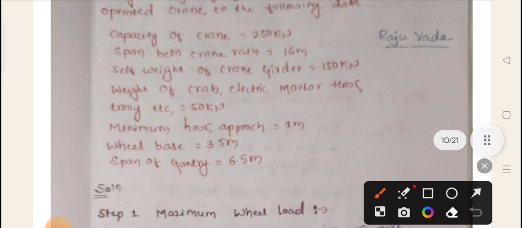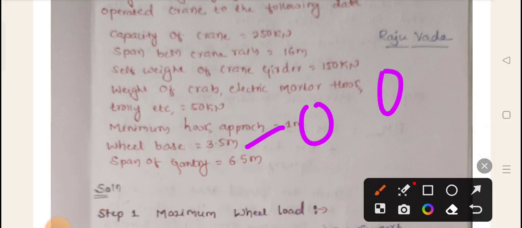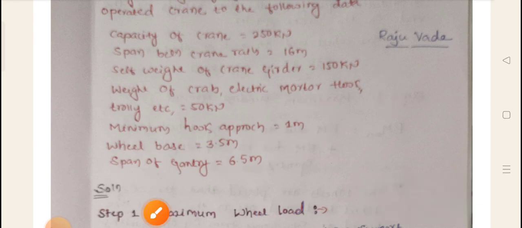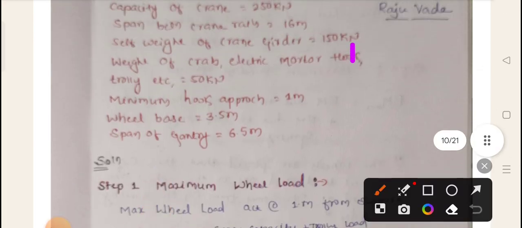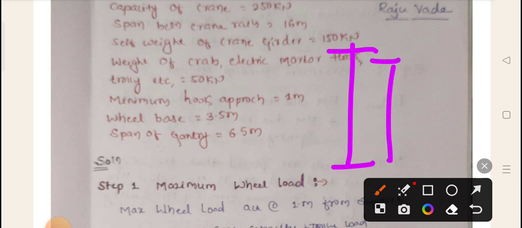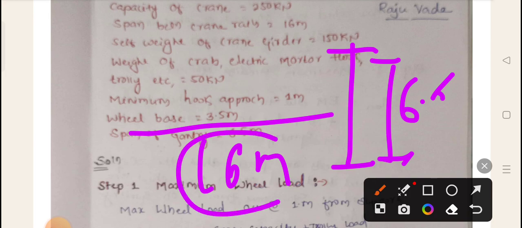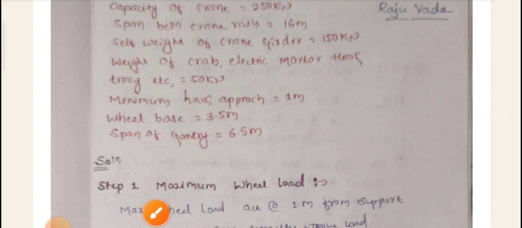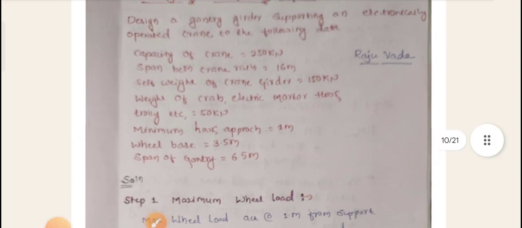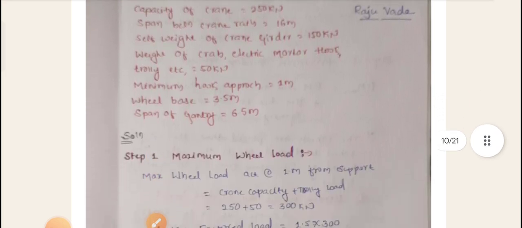And the wheelbase is how much? The distance between the two wheels is 3.5 meter. The span of the gantry, along this direction, is 6.5 meter. Along this direction, 16 meter is the span of the crane girder, and the span of the gantry is 6.5 meter. You should take note of this before solving the problem. This question should be in your mind; one picture should be created in your mind, then only you can solve the problem.